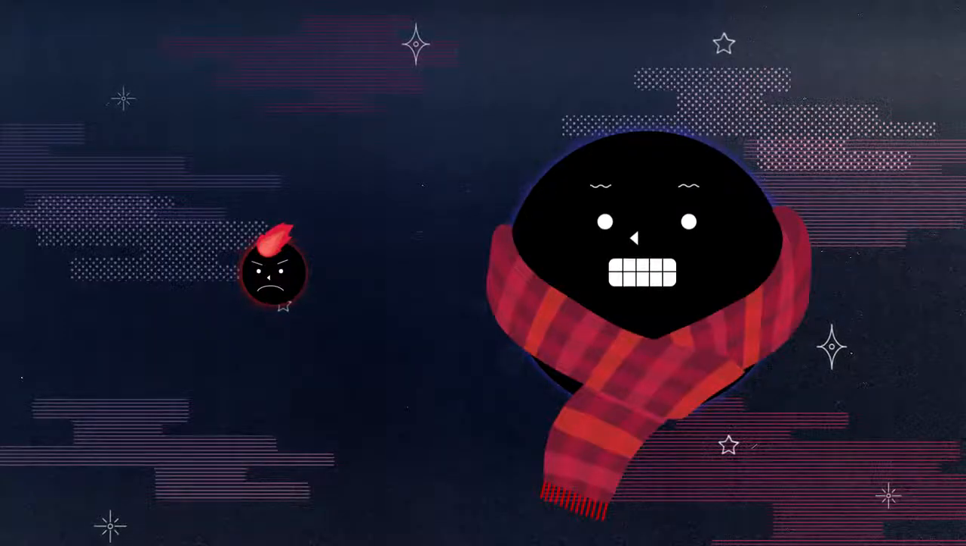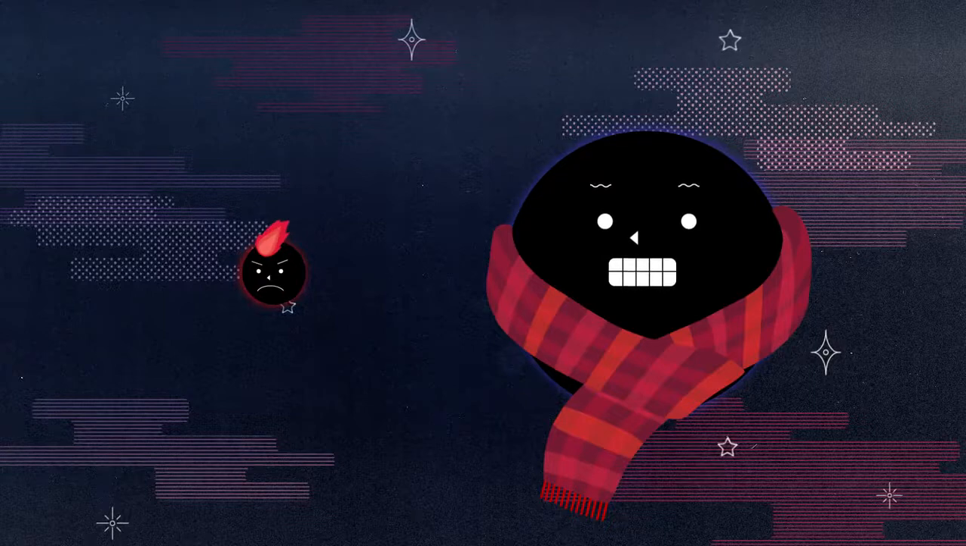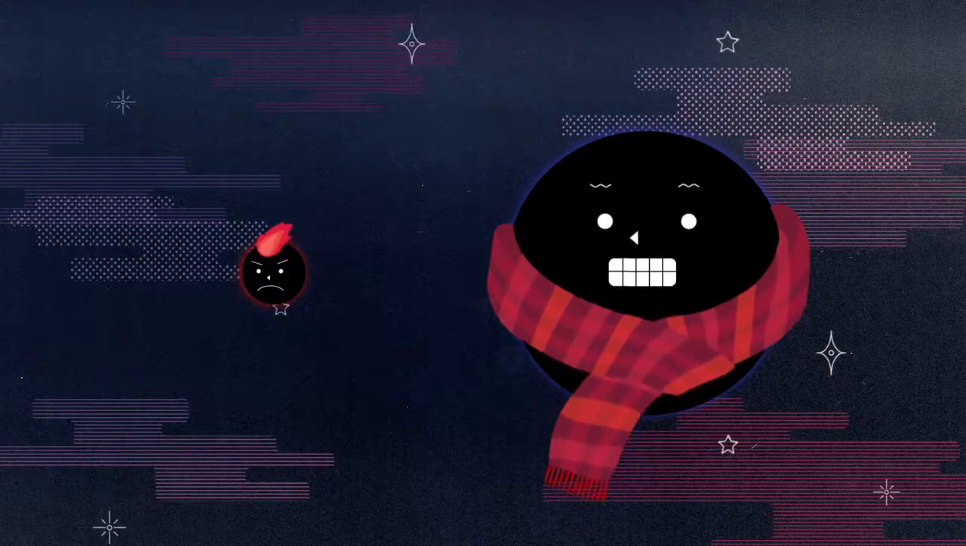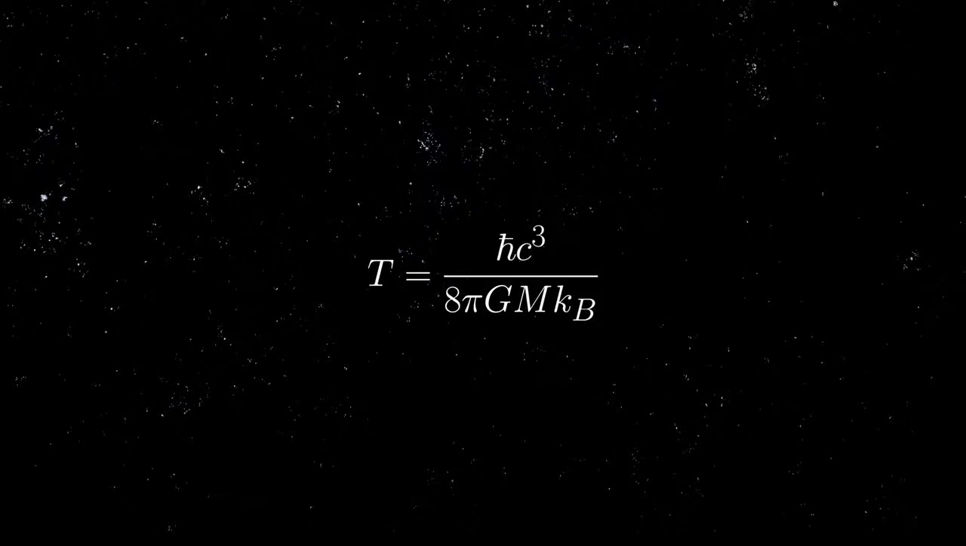So what? Did you notice how the mass of the black hole relates to its temperature? This is where things get strange. The more massive a black hole is, the colder it becomes. And the opposite is true too. The smaller a black hole is, the hotter it becomes. Now that's strange. To calculate the temperature of a Schwarzschild black hole, this is the full equation. T equals h bar c cubed divided by 8 pi G M k_B.